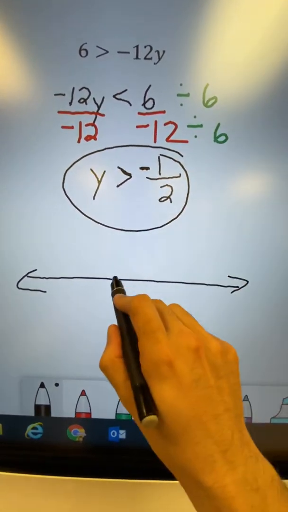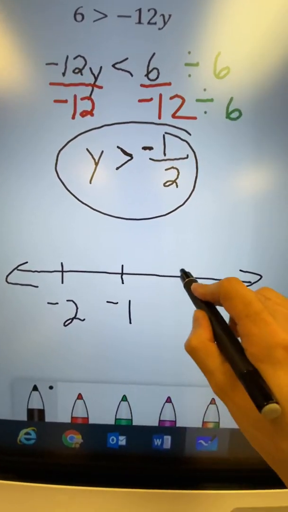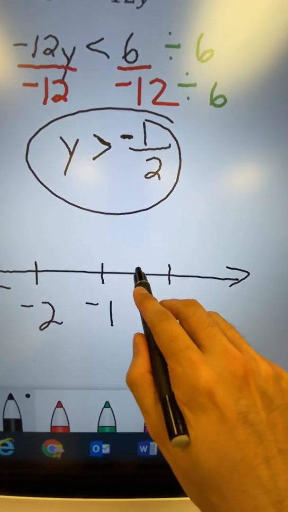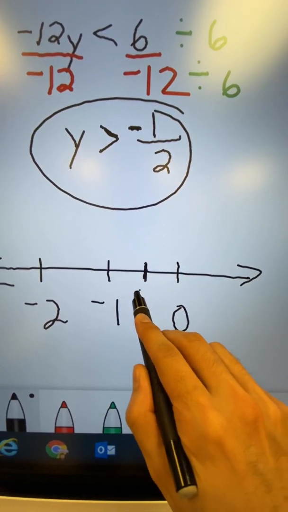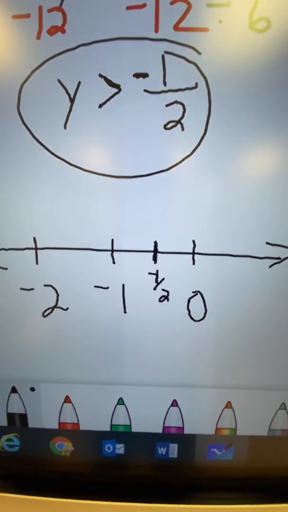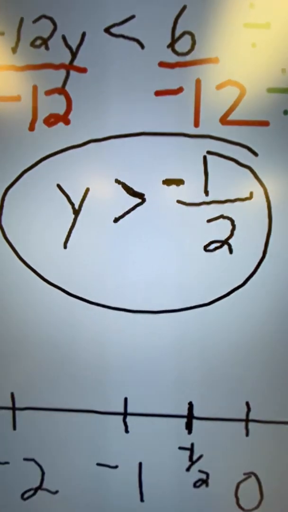This is -1/2, so I'm just going to put -2, -1, and 0. And I know -1/2 actually falls between these two numbers. So that's my -1/2. And notice that the inequality sign is bigger than. So any number bigger than -1/2 is a solution.